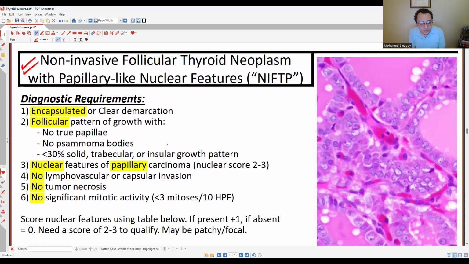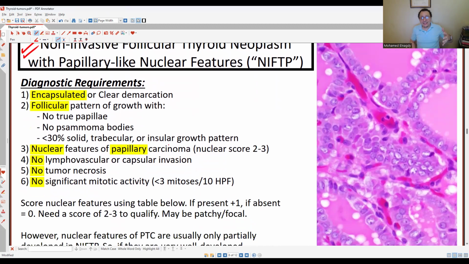So, non-invasive follicular thyroid neoplasm with papillary-like nuclear features. What the heck is this? NIFTP. So just letting you know, these are the diagnostic requirements for this kind of tumor. Well, I will tell you what it is exactly. It's encapsulated. It's like follicular. That's why they call it follicular thyroid neoplasm, okay? And it has a follicular pattern of growth. So I see follicles. So that's like follicular. However, there are nuclear features of papillary.